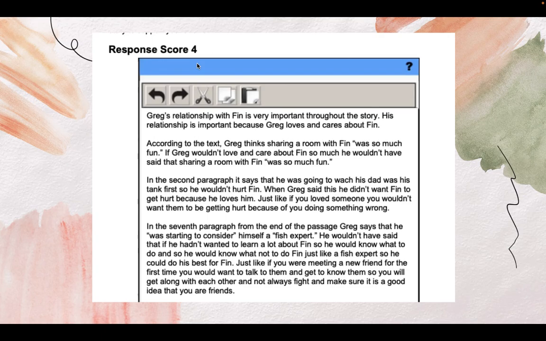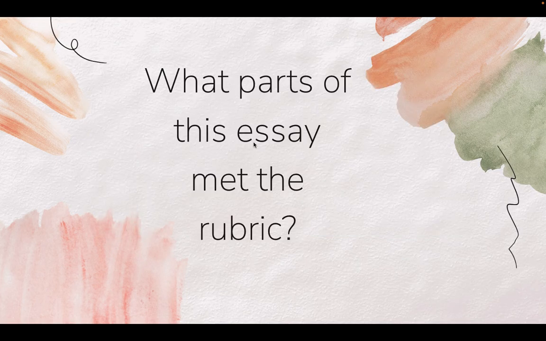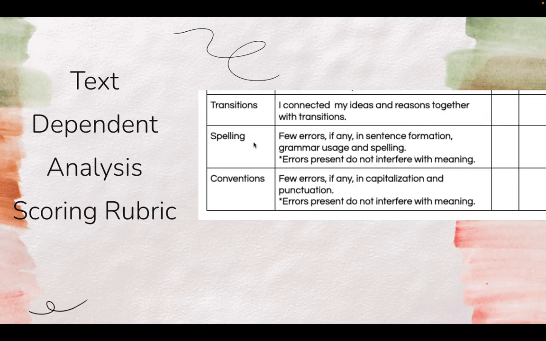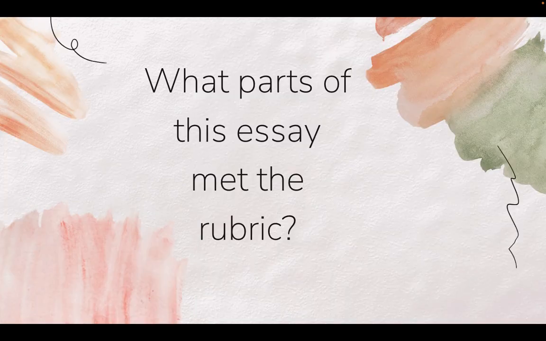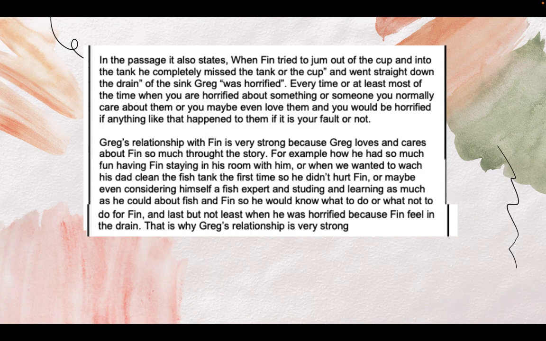In the passage, it also states, in the 7th paragraph from the end of the passage, Greg says, according to the text. And now the student did have some errors in spelling and convention, and you are allowed a few and still able to earn 4 points. I do feel if the writer could reread, just like you will, before we turn it in, a lot of those mistakes can be caught.